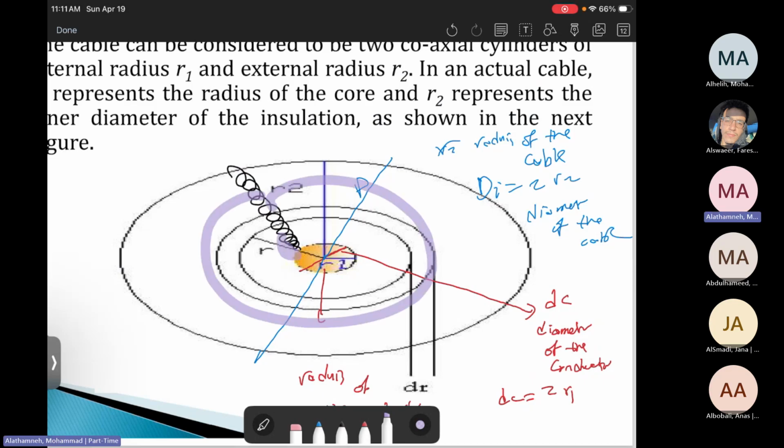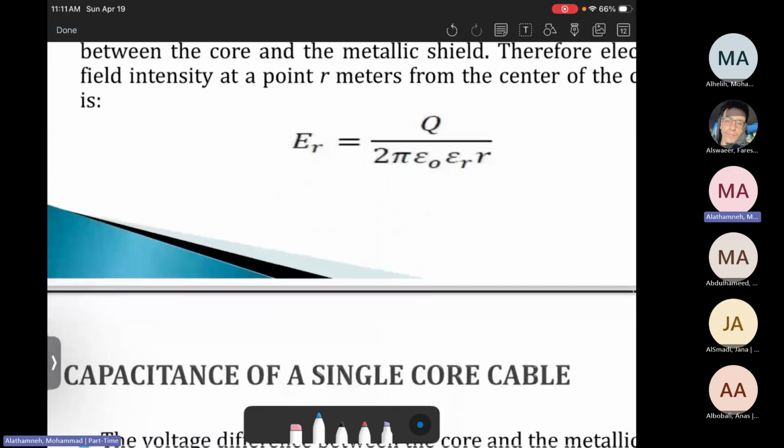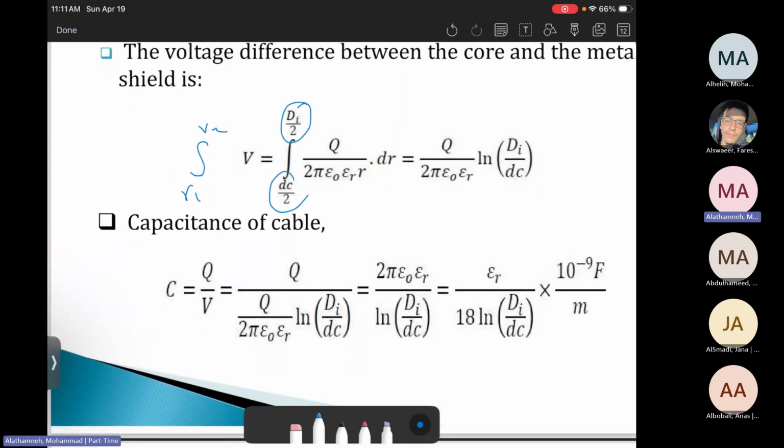Then we take the integral from R1 to R2, or in other words, because as we know DC equals 2 times R1, therefore R1 will be DC divided by 2, the diameter of the conductor divided by 2, and the diameter of the cable divided by 2. That's why we see here divided by 2, divided by 2. Then here the electric field, then dr. When we substitute this and do the integral, this is the final value.